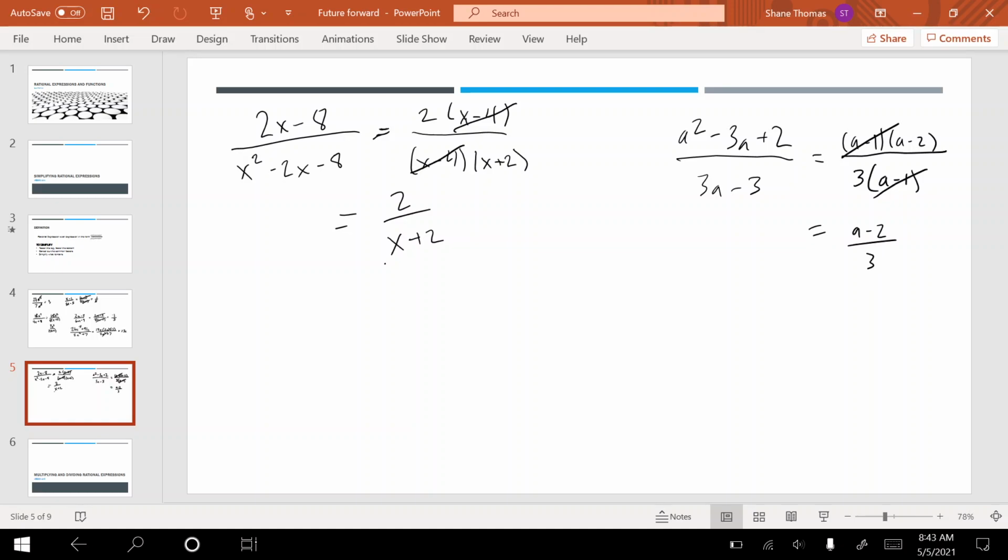How many people got that one? All right, not too bad, not too bad. Let's do one with our a term not equal to 1.